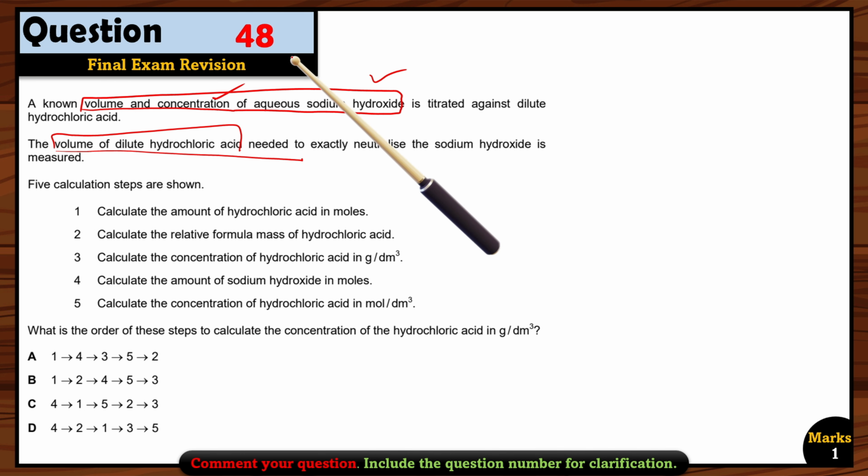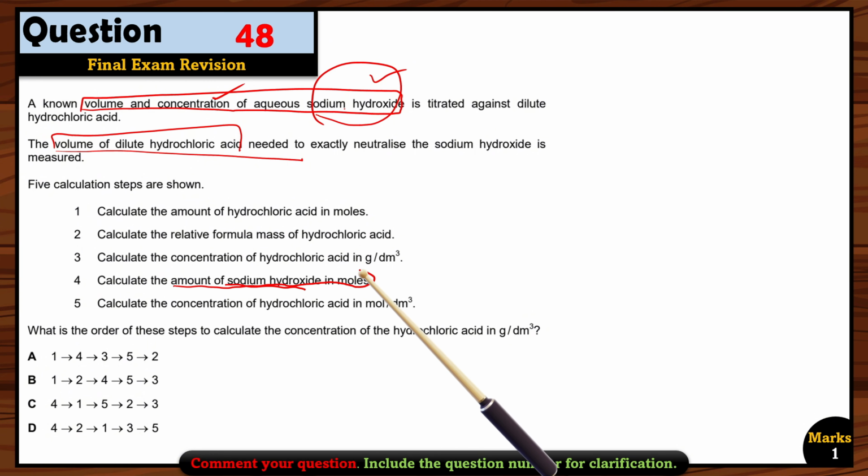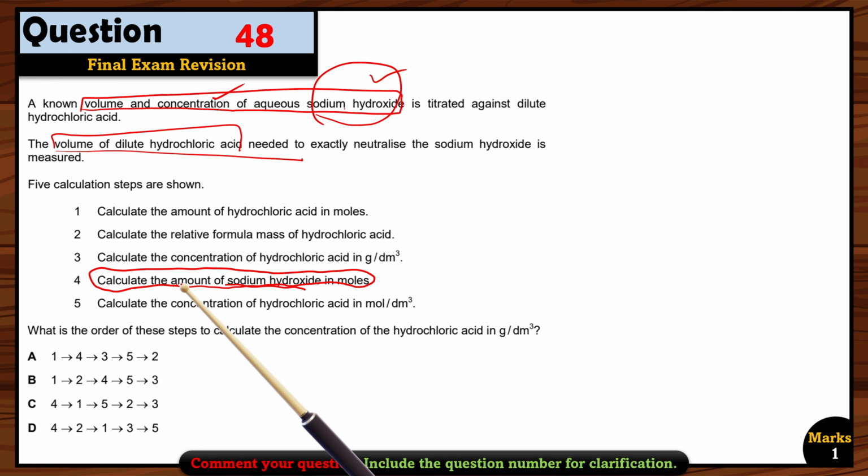If you see here, we have already been given the sodium hydroxide volume and concentration. So what will be our first step? Our first step is to find the moles of the sodium hydroxide, right? Because all the information related to moles is given for sodium hydroxide. So can you find the option for sodium hydroxide? Yes, this is it: calculate the amount of sodium hydroxide in moles. So this will be our first step.